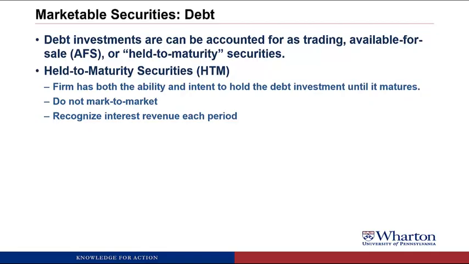So under held to maturity, or HTM, the firm has to have both the ability and the intent to hold the debt investment until it matures. So if it's a 5-year bond that you buy, you have the intent and the ability to hold it for 5 years until the bond matures. We do not have to mark to market under this method, and we're going to recognize interest revenue as we get it each period.